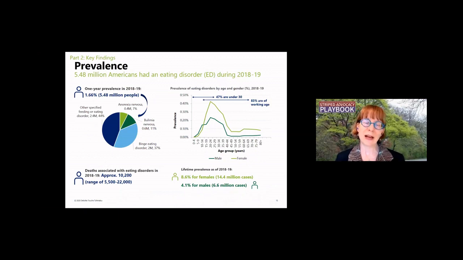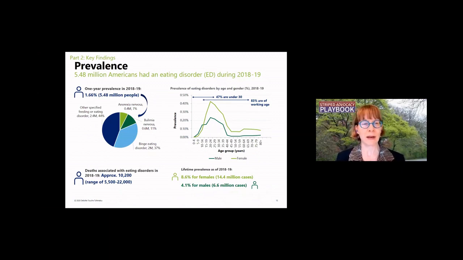So the next set of slides, I'm going to offer a little more detail about these costs, and then we'll be stepping back to think about how this report fits into the big picture. With eating disorders in a single year, the prevalence estimate is 5.5 million Americans with an active eating disorder in the year that we're doing the analysis.